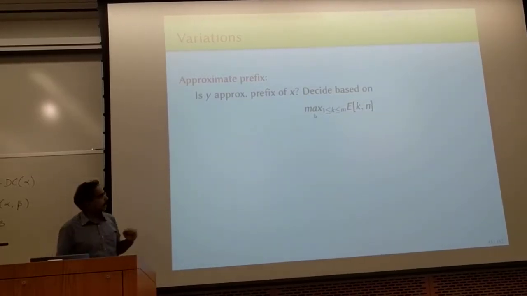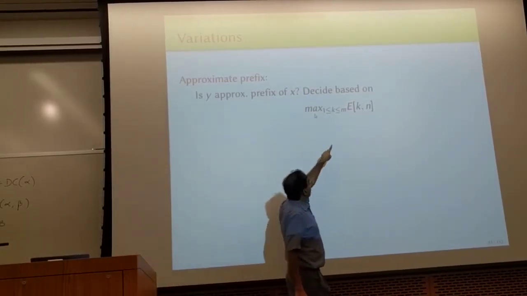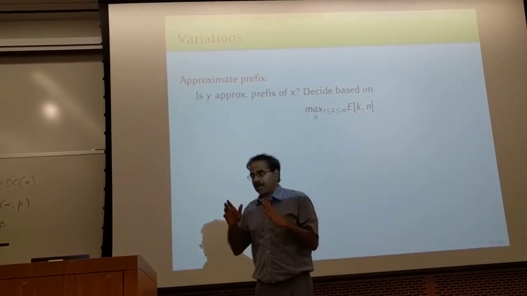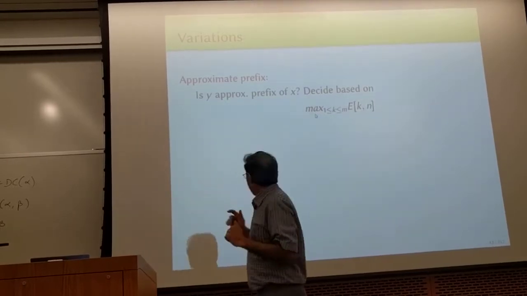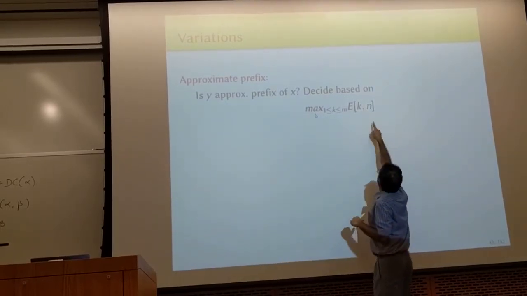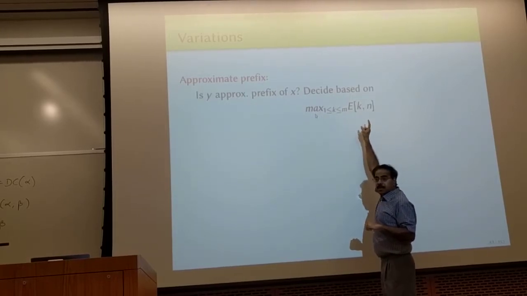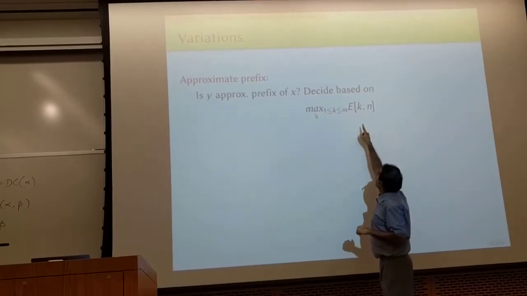Okay, so once again, the reason why it is E[k][n] is because you want to match all of y, right? So that's why you're going to go all the way up to n on y, but you want to take only a prefix of x, right? So that's why you're going up to k.